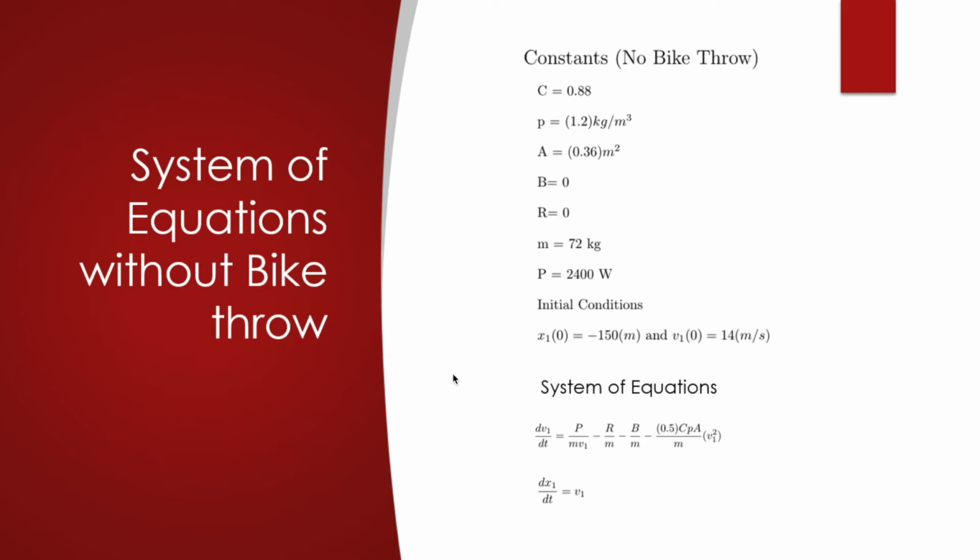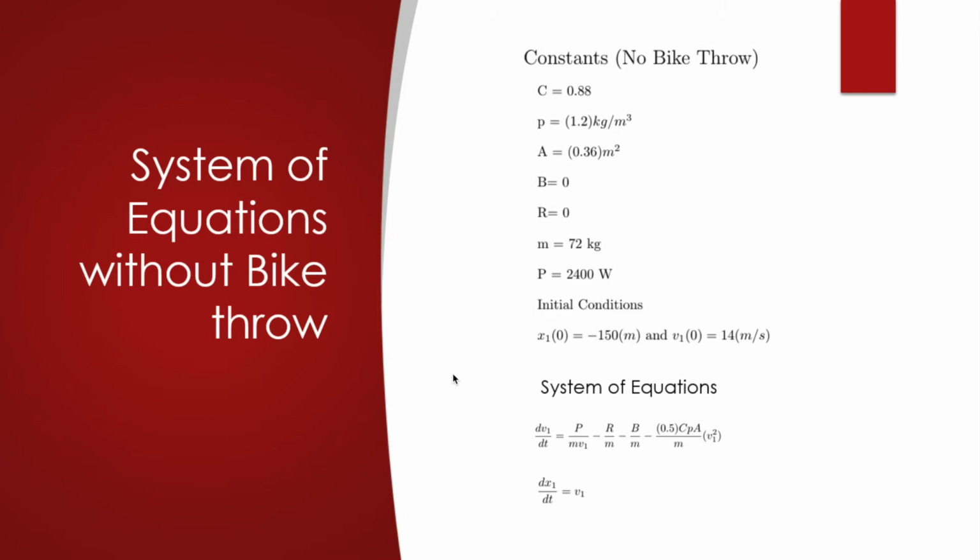And then we have B, the bicycle's internal friction, which we made equal to 0 because it's in such a short period of time that it becomes negligible. The same thing with R, the rolling friction. Short period of time makes it negligible. Then we have M, which is the mass in kilograms of the cyclist and the bicycle itself. Then we have the power that the cyclist is outputting, which is 2,400 watts.